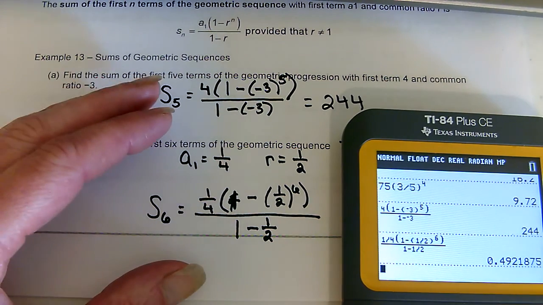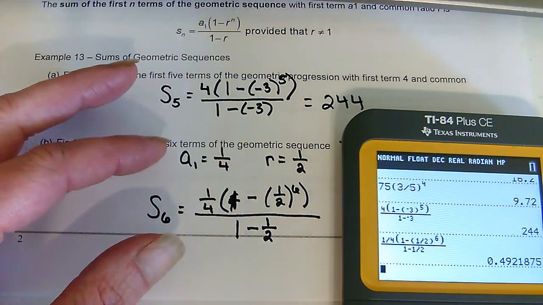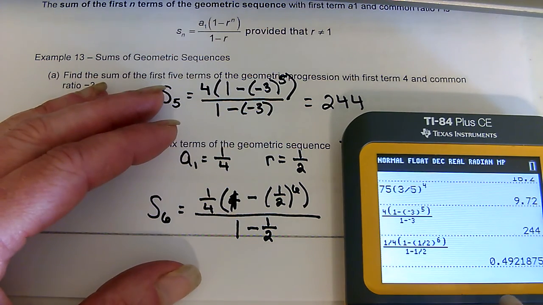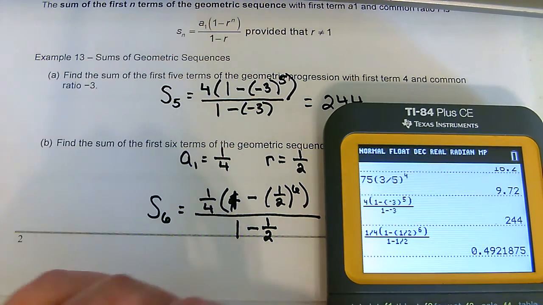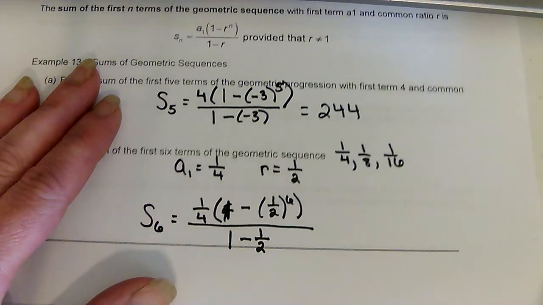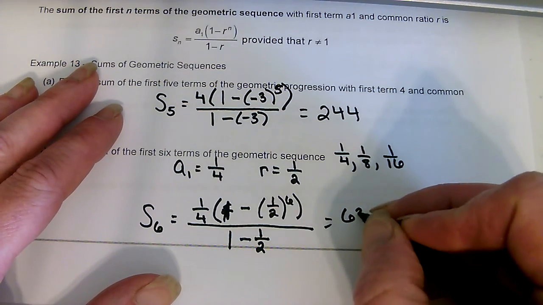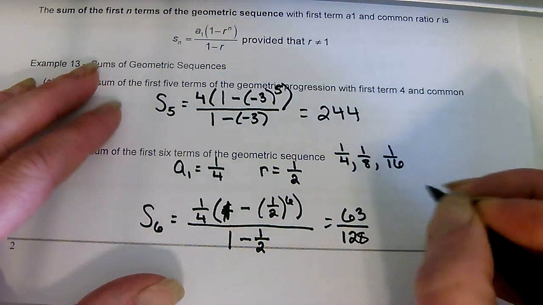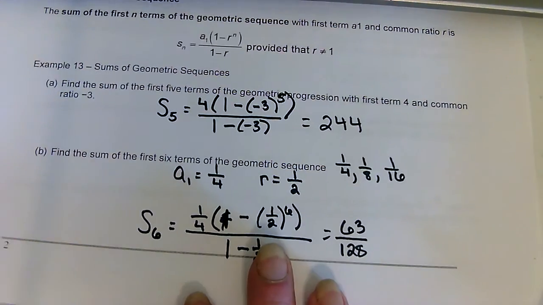And I get 0.492, basically. Now, let's see if this one actually is a fraction. It is 63 over 128. Either answer would work. The reason I'm changing it back to a fraction is because that problem had fractions in it.